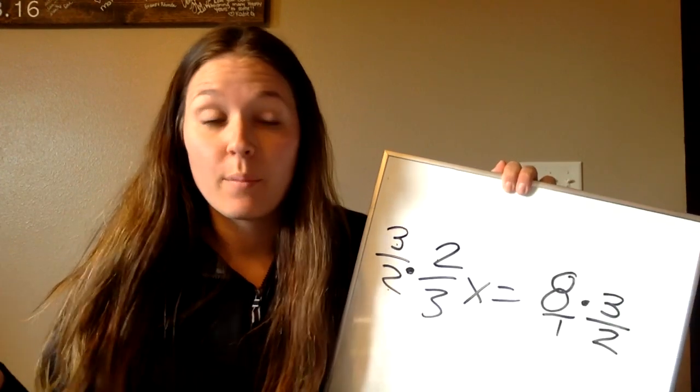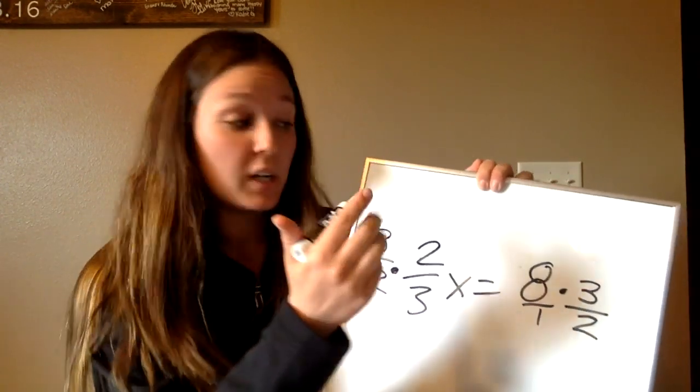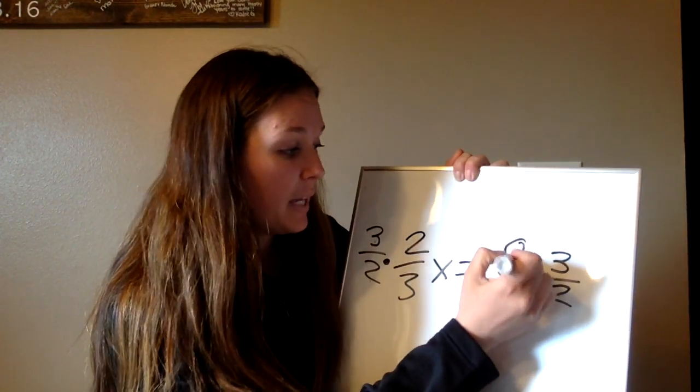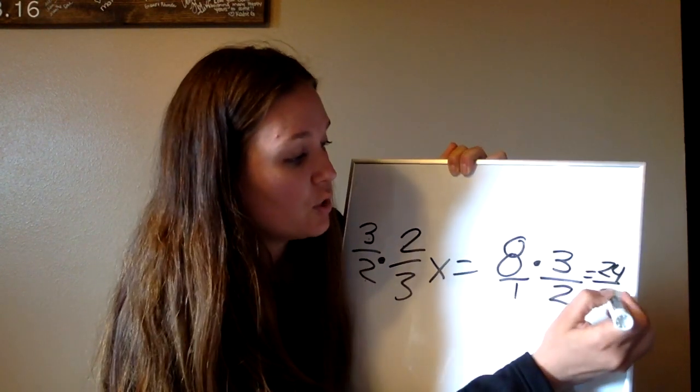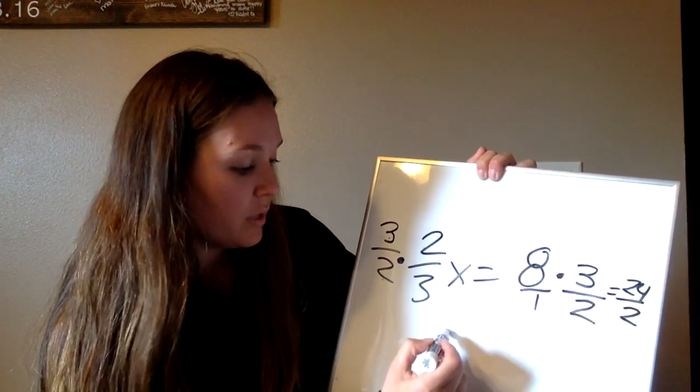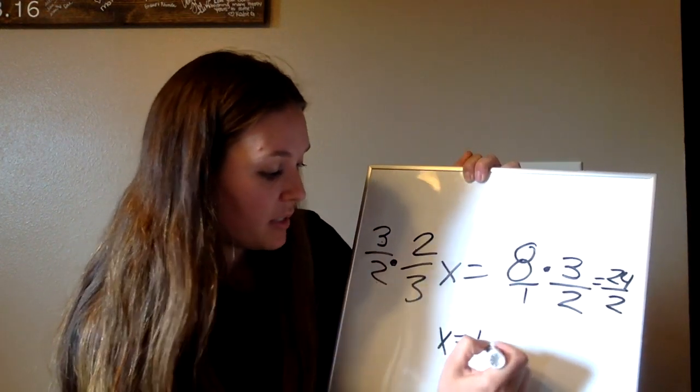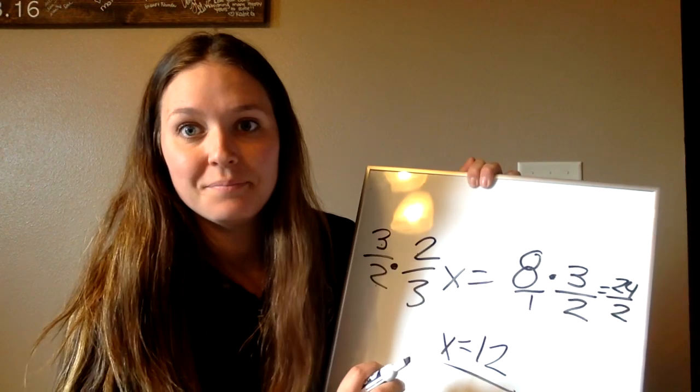Keeping in mind the way we would multiply fractions is we multiply right across. So we have 8 times 3, 24, 24 over 2, and 24 over 2 is equal to 12. So x equals 12.